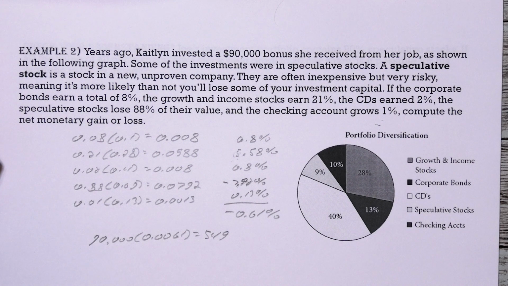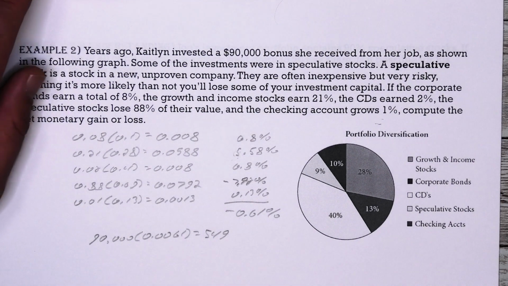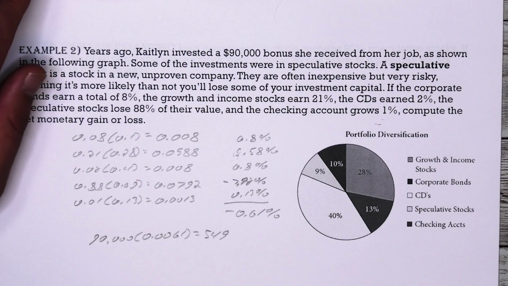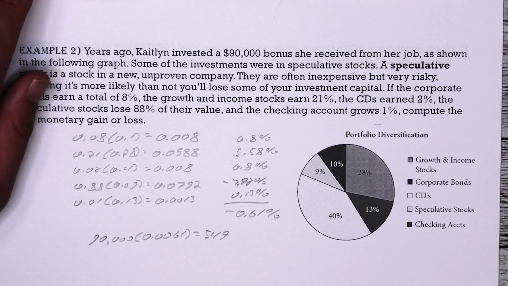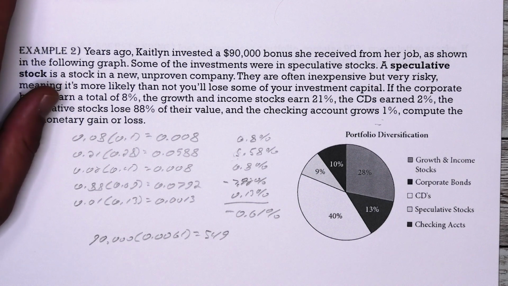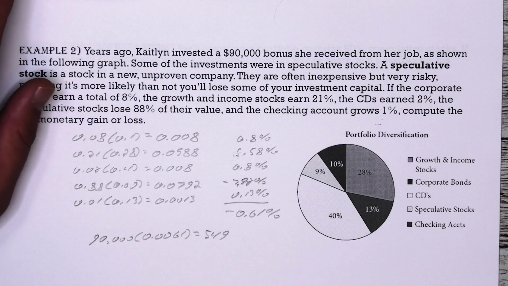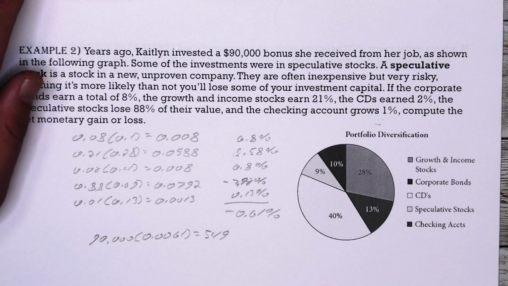This $549 loss may not sound like a great deal of money, but investors must always keep in mind that they can lose money on certain investments, and that is why they diversify. Imagine the loss if, instead of diversifying, the investor put all of their money into the speculative stock. Most people lose money in bad economic times.